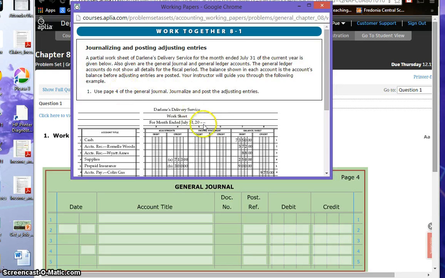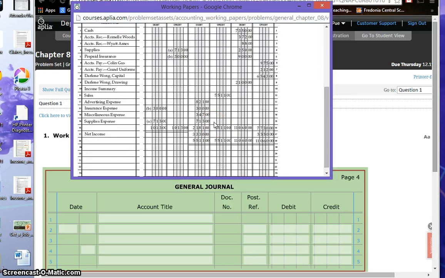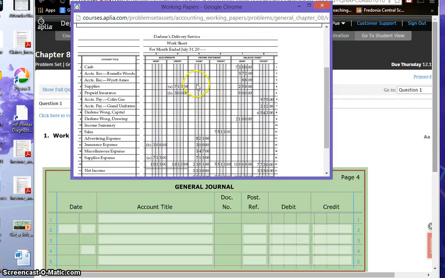So let's go through this particular recording of the adjusting entries. Again, we're only looking at the adjustment column. We have done the adjustment for supplies, which is letter A. Again, supplies is the credit amount, the amount we used, and we debit supplies expense for that same amount. And then we also look at the prepaid insurance, which is letter B. Again, this is how much insurance we used for this period, and we record it as a debit to the insurance expense and a credit to the prepaid insurance.